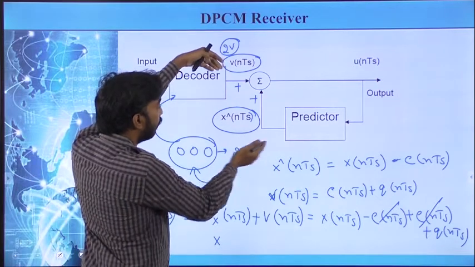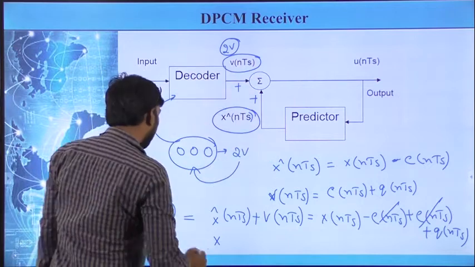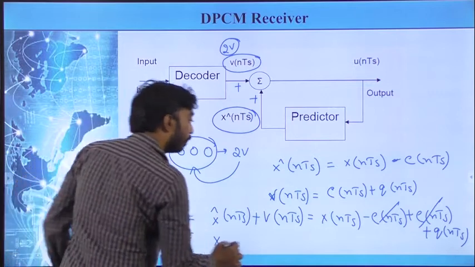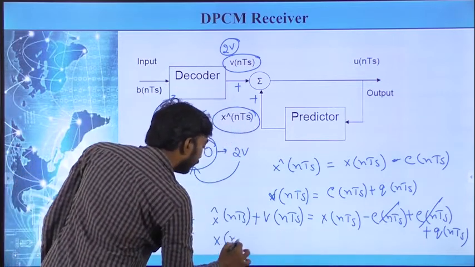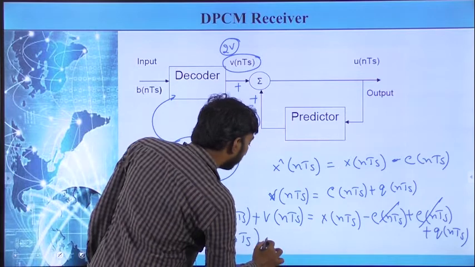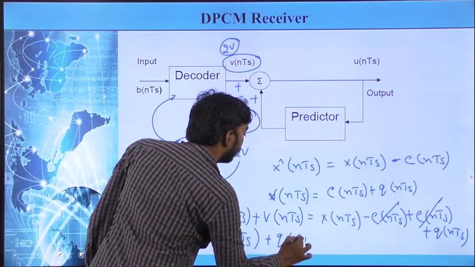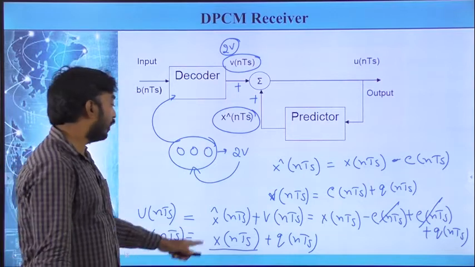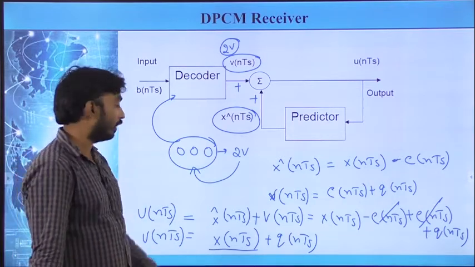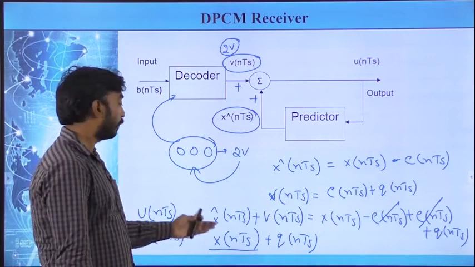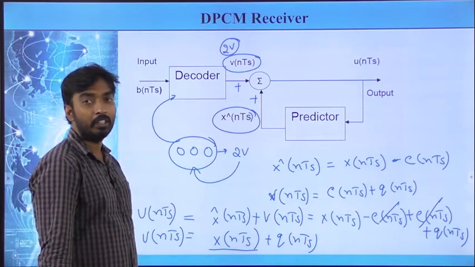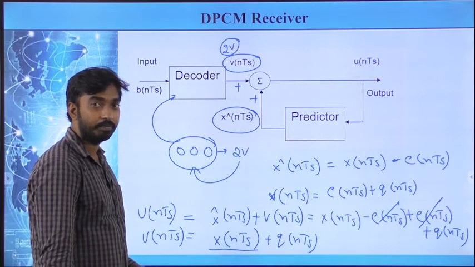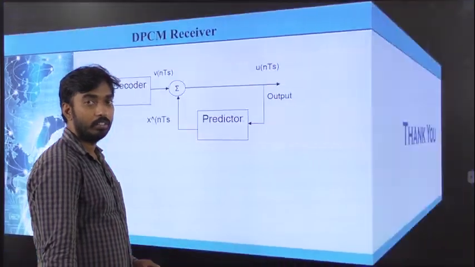V of nTs and the predictor output, if I add them, I get U of nTs. Then what is U of nTs? U of nTs is equal to X of nTs plus Q of nTs, right? That means I am getting the original sample. If this is given to the low pass filter, this is nothing but the staircase signal. If this is given to the low pass filter, it will generate the original message signal. Thank you.